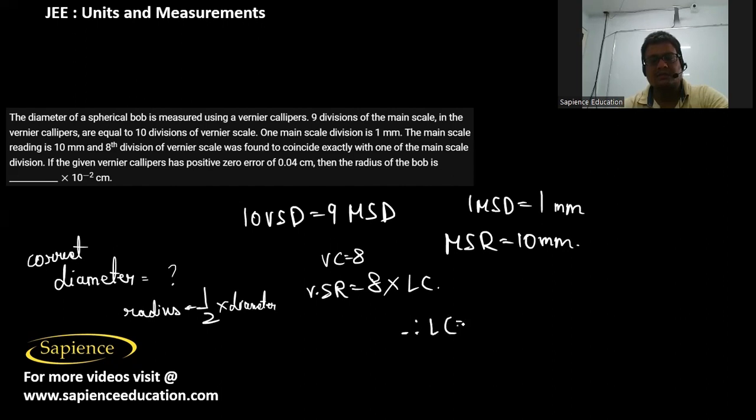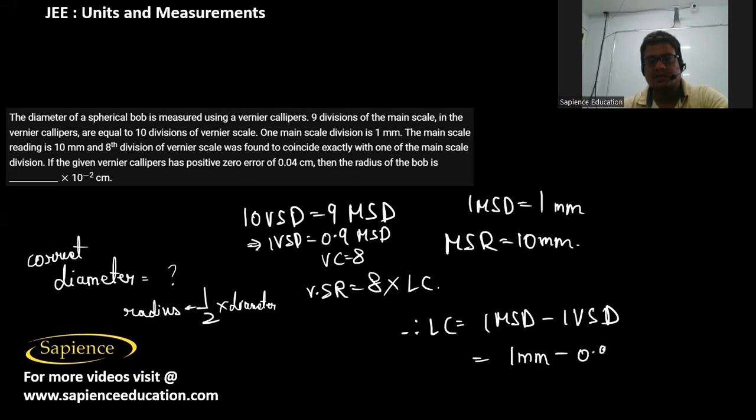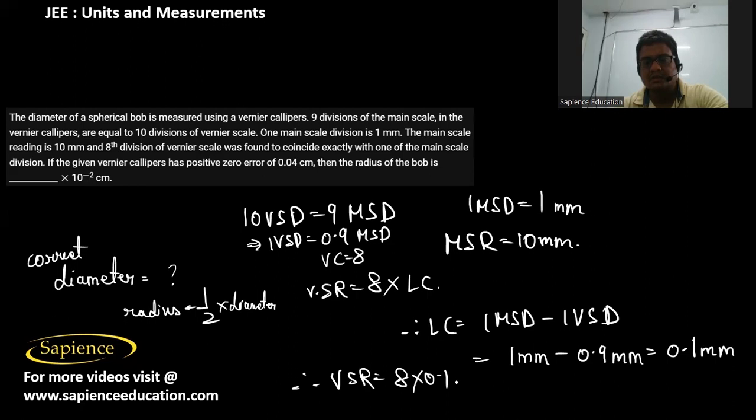So now the least count is equal to 1 main scale division minus 1 vernier scale division. Sorry, this is wrong. Least count is 1 main scale division minus 1 vernier scale division. From here you can see 1 vernier scale division will be equal to 0.9 main scale division. It means 1 main scale division is 1 millimeter, so 1 vernier scale division is 0.9 millimeter. So the least count is 0.1 millimeter. Therefore, the vernier scale reading is 8 into the least count, so 8 into 0.1 millimeter, that is 0.8 millimeter.